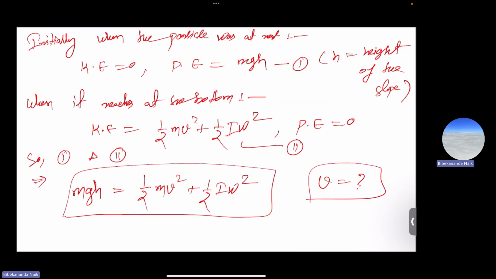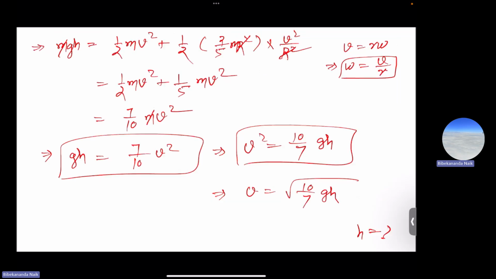When it is at the top, the kinetic energy is 0 and the potential energy is mgh. When it reaches the bottom, the kinetic energy becomes half mv square plus half I omega square. This is due to translational motion and this is due to rotational motion. Equating the two equations 1 and 2, we get mgh equals half mv square plus half I omega square. If you solve it, we will get v is the square root of 10 by 7 gh.